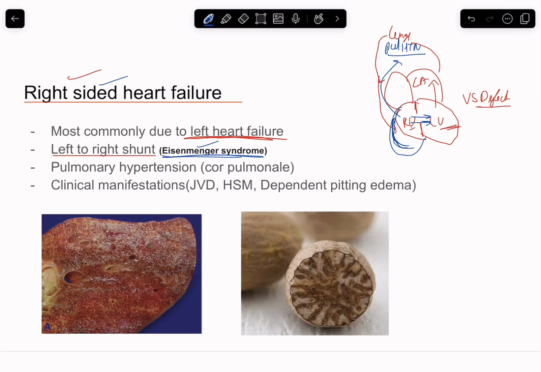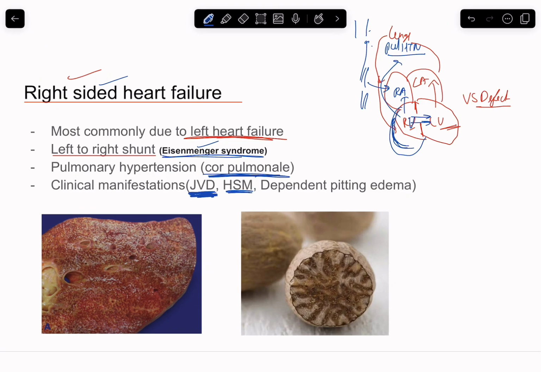Then due to pulmonary hypertension, you see right heart failure. This condition is called cor pulmonale. And the clinical manifestations of right-sided heart failure, you need to know this. So you see jugular venous distension. The superior vena cava and the inferior vena cava drain into your right atrium. So due to right ventricular failure, the fluid will get backed up into the vena cava, and you can see the right heart failure manifestation when you see jugular venous distension in your patient.